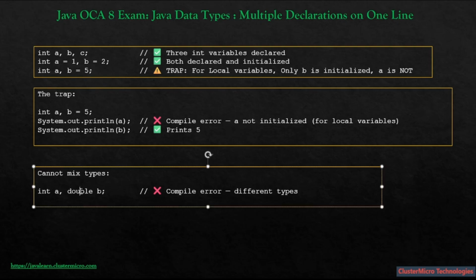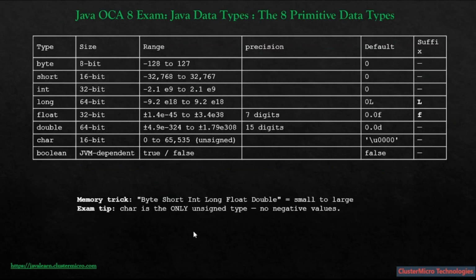Then we have 8 primitive data types. Like we discussed, a variable has a type, so let's discuss what kinds of data types there are. We have byte, short, int, long, float, double, char, and boolean. Byte is 8-bit, short is 16-bit, int is 32-bit, long is 64-bit, float is 32-bit, double 64-bit, char 16-bit, and boolean is JVM dependent.